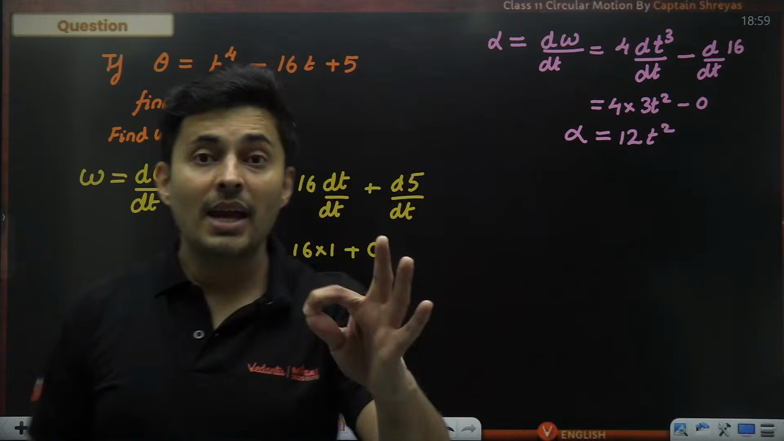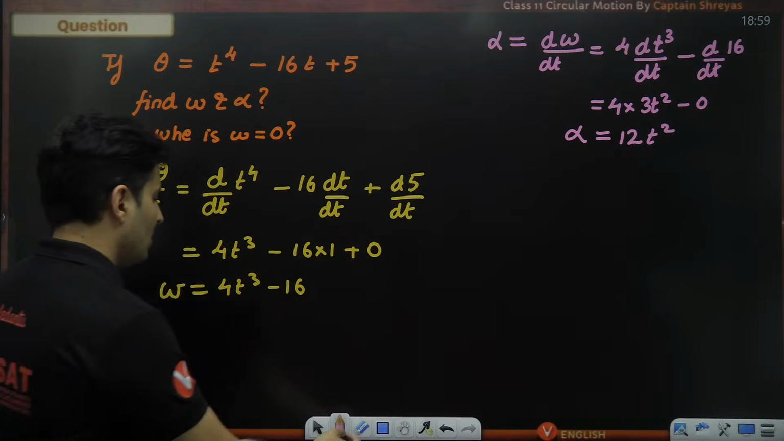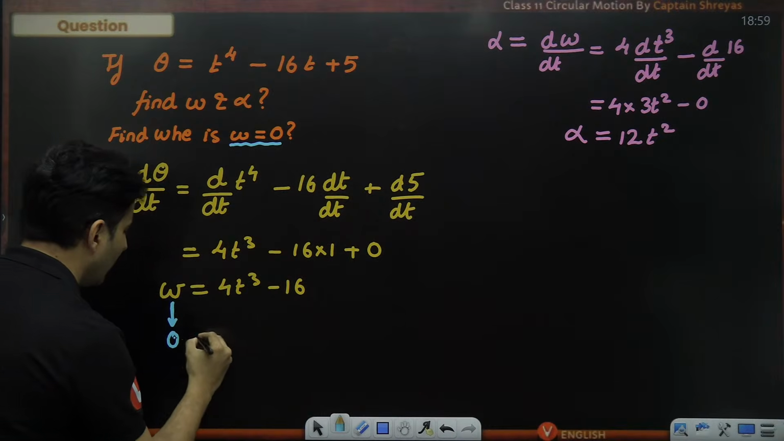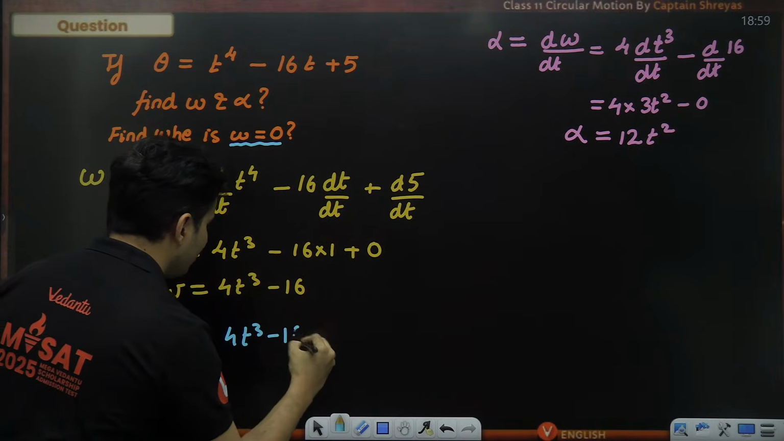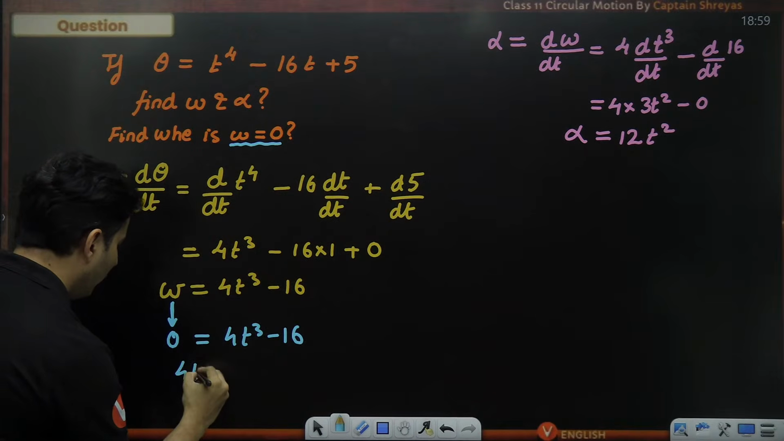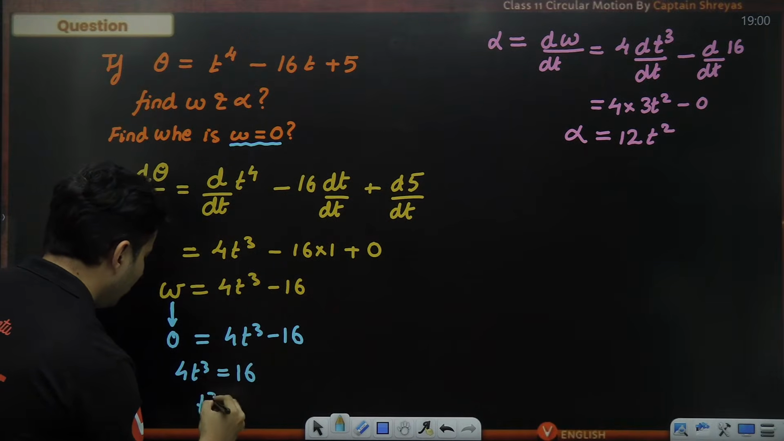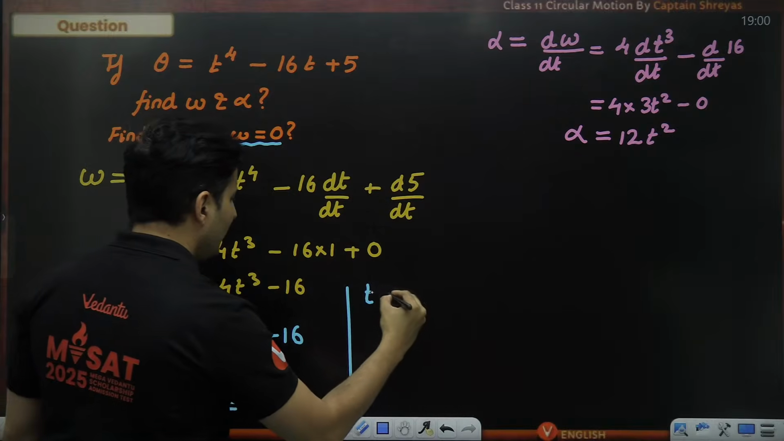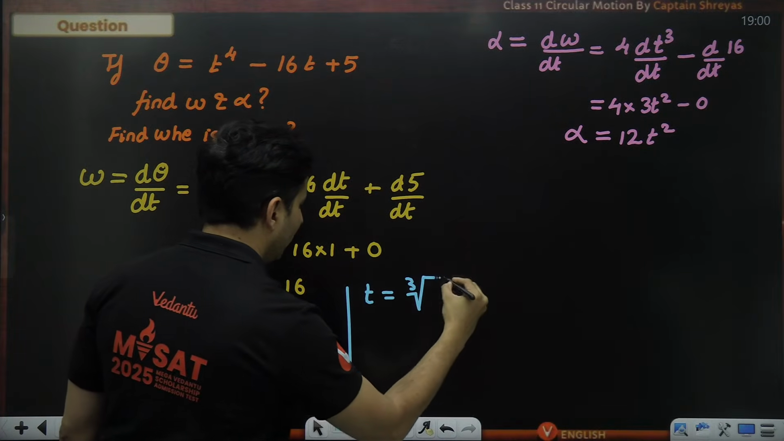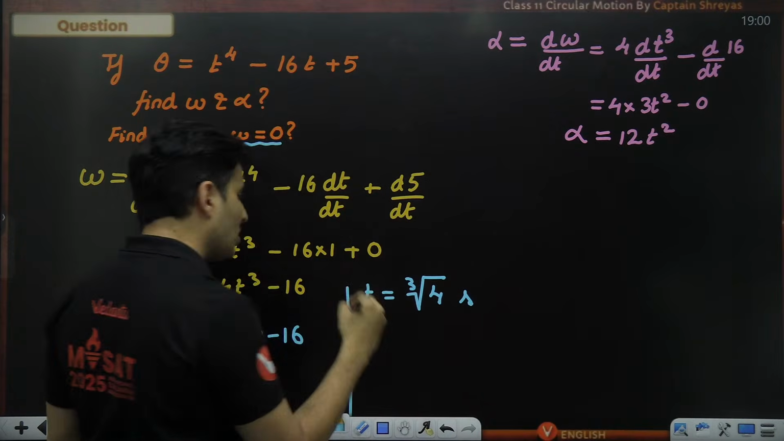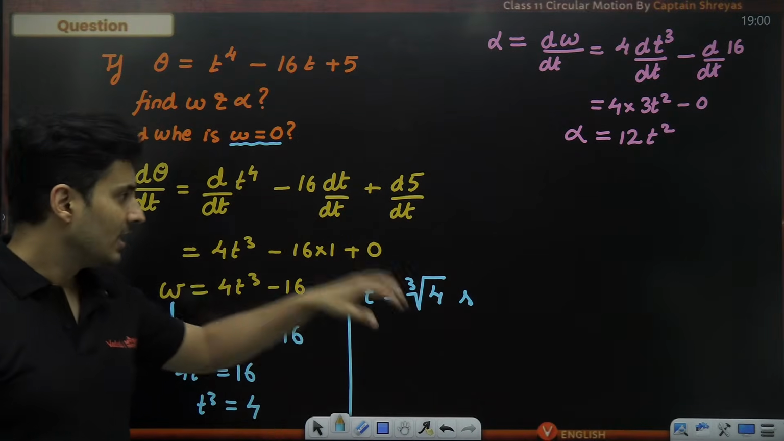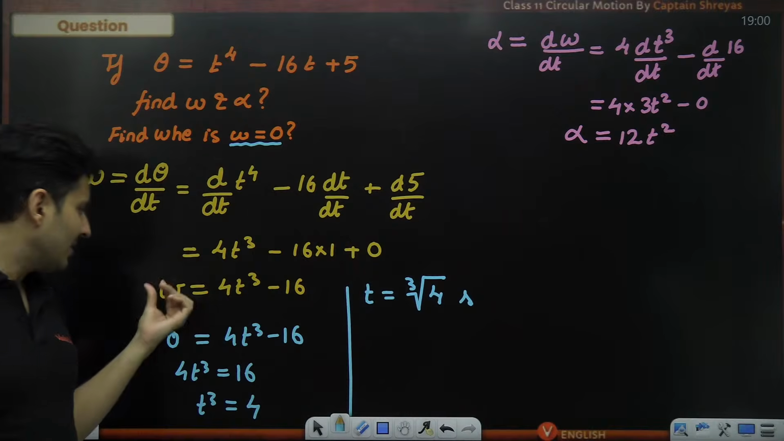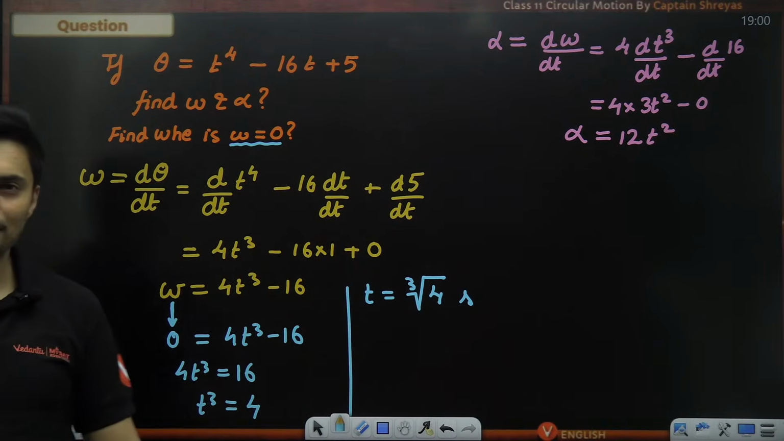What now? We have to find when is omega 0. So to solve this part, I will substitute the value of omega as 0 and see what I get. So 4t cube minus 16 is 0. Therefore, 4t cube is 16. Therefore, t cube is 16 by 4, which is 4. So therefore, t will be cube root of 4. So at this time, cube root of 4, instantaneous angular velocity will be 0. I just have to substitute omega is 0 and I get the answer.